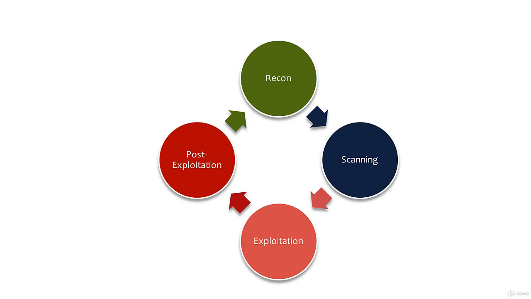I know that the victim is using a specific version of Acrobat Reader, for instance, and this Acrobat Reader is vulnerable and can be hacked. So I'm going to hack his system through this vulnerability. This is called exploitation. And once I get access to the system, once I compromise the system, the final phase will be post-exploitation.